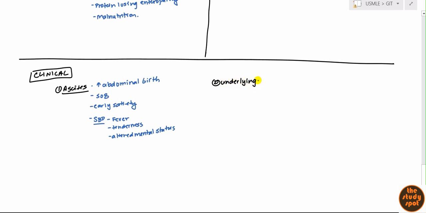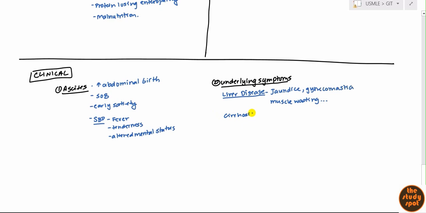Now, there are also some symptoms related to the underlying cause. This could be due to liver disease. So if someone has liver disease and ascites, they'll also have symptoms related to the fact that the liver is shutting down. And these will be symptoms such as jaundice, gynecomastia, muscle wasting, bleeding, lots of other symptoms. So keep that in mind.